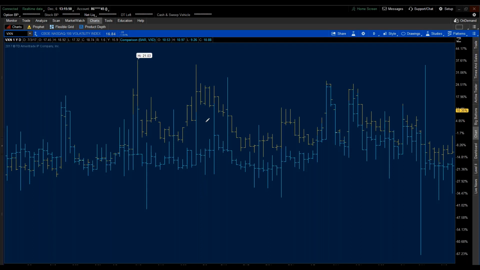VRA is up 35%. How are those 10 calls for a dime doing?